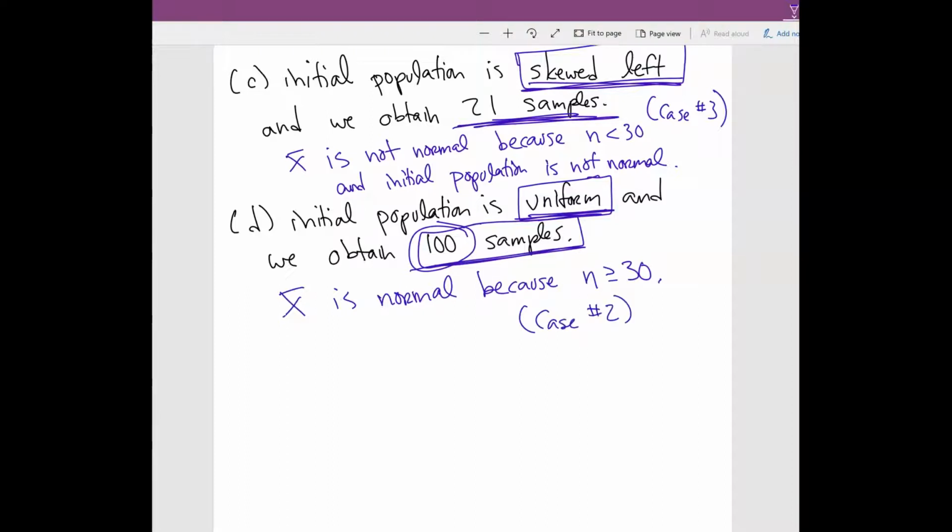Make sure that you really know how to do problems like this, because this will be on the exam. I will have some problems where you have to determine whether x bar will be normal or not. Now let's do a concrete example.